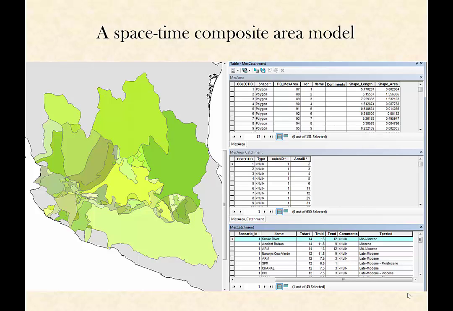Catchment 1 is called the Snake River, which is dated to the mid-Miocene with a time period of start of 14, which is 14 million years before present, and it came to an end roughly 13 million before present. So that was the data model that I tried to build to then run these area-based mathematical reconstructions using it.